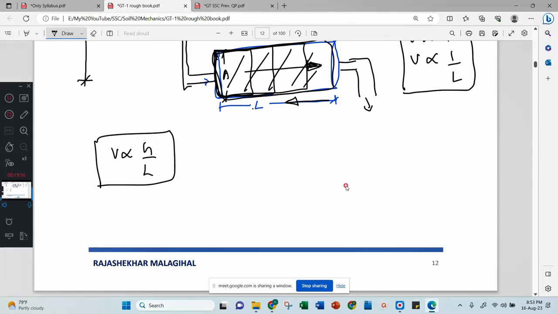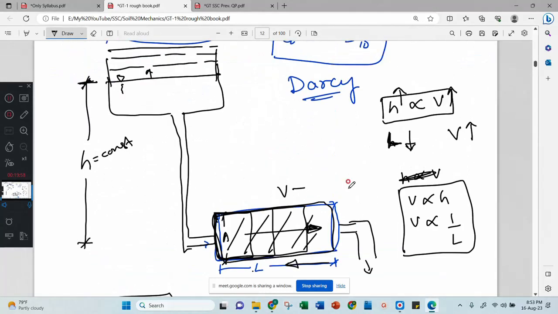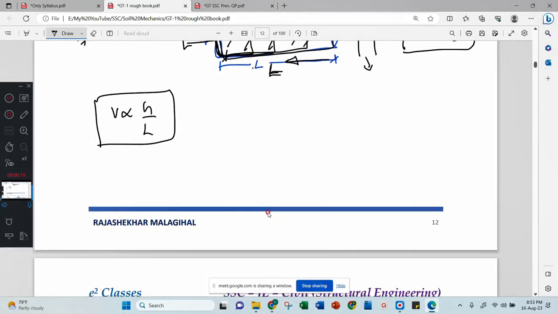This h by L is nothing but the slope. The water head here is this much and the water head here is this much. If I draw one curve here, then the angle made by this with the horizontal is considered as i. Then i is the hydraulic gradient, that is opposite divided by adjacent. That is tan i equal to i equal to h by L. Therefore, this h by L is nothing but v is directly proportional to i.